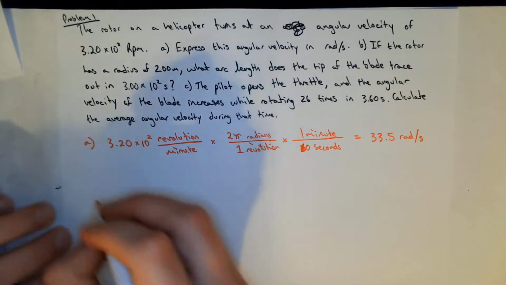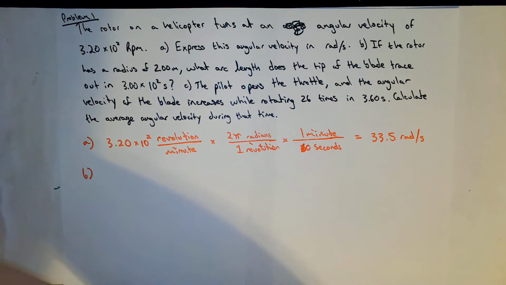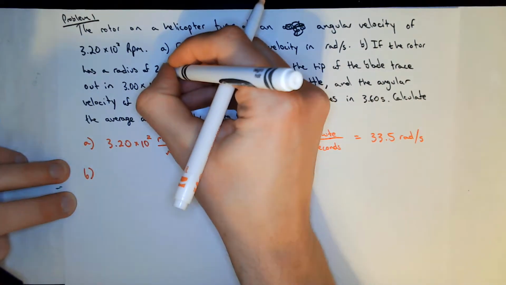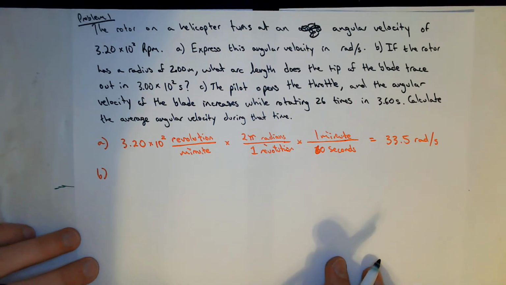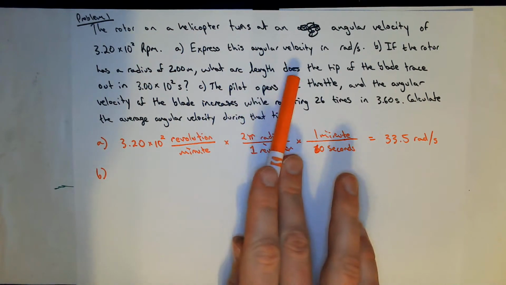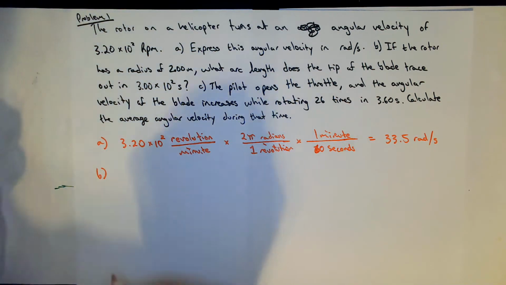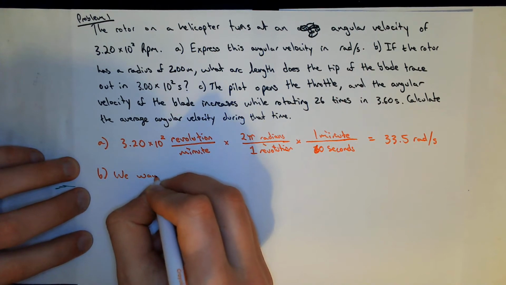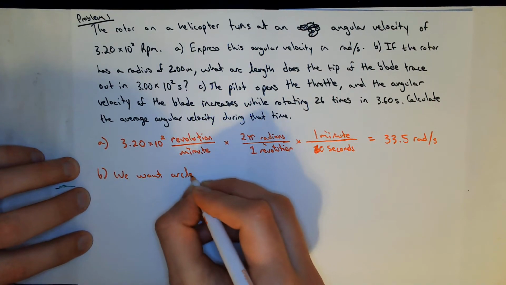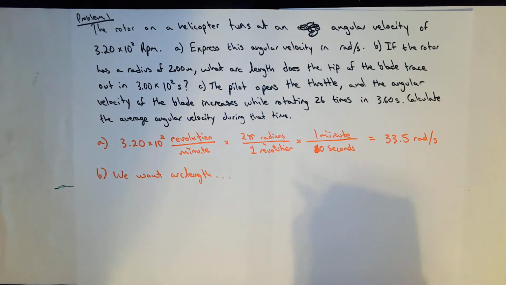Now B says, let me see, I didn't write that quite clearly there. That's 2.00. It says if the rotor has a radius of 2.00 meters, so 2 meters, what arc length does the tip of the blade trace out in that many seconds? Okay, we want arc length. Arc length is one word. How do we get arc length?